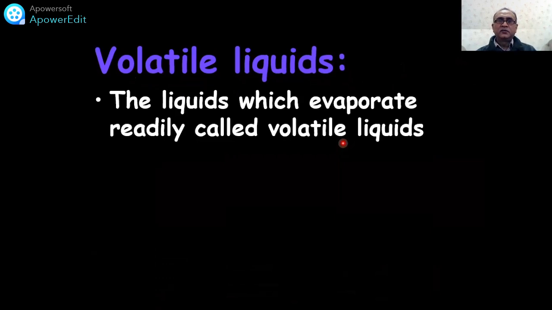Volatile liquids. What do you mean by volatile liquids? Liquids which can evaporate very easily in an atmosphere. Like if you leave petrol in a container, then it will be evaporated very quickly. Or the nail polish remover, or the thinner which is used in polishing the furniture. All of these are volatile liquids. Why? Because they can evaporate very quickly.